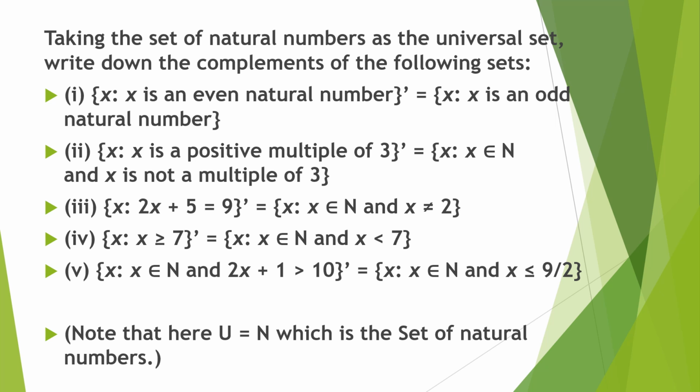Fifth one, set of all X such that X belongs to N and 2X plus 1 is greater than 10. That means when you solve 2X plus 1 greater than 10, your X is greater than 9 by 2. So its complement will be the set of all X in N such that X is less than or equal to 9 by 2. If you have to list the elements of this set, which will be the elements? 9 by 2 means 4.5, but it is a set of natural numbers, so it will be 1, 2, 3 and 4.